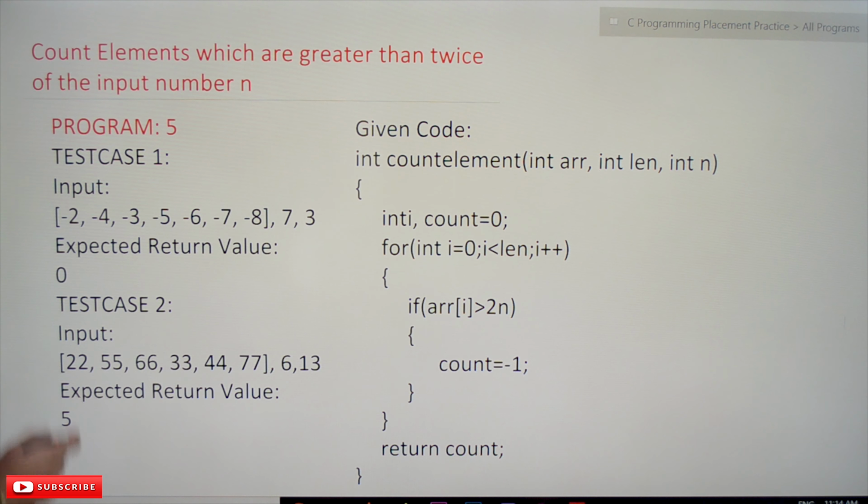First, we have to iterate. We have to take a for loop, and it has to iterate for len number of times. So this is arr, this is len, and this is n. The for loop has to iterate for len number of times. Each time, we have to fetch the element that i is representing.